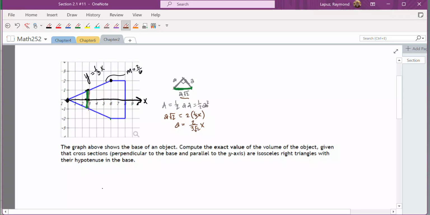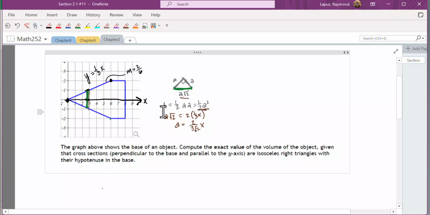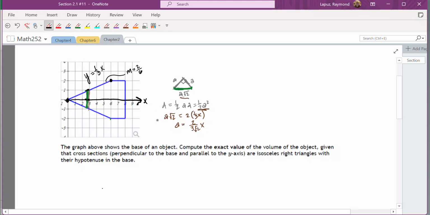And now let's come back to this equation, or this relationship between the area and this value.